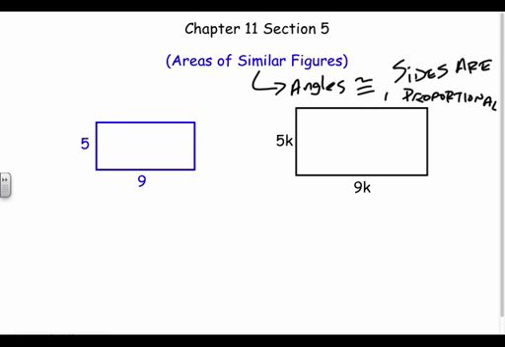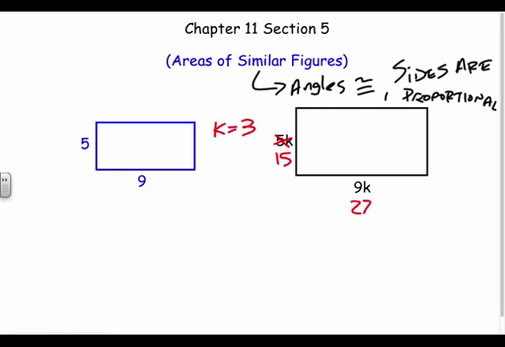So let's just make up a scale factor for this guy. I'm going to call K 3. Okay, so I'm going to plug in a 3 for K here and a 3 for K here. Which, 5 times 3 gives me 15. So this side length is going to be 15. And 9 times 3 gives me 27. So this side length is 27.